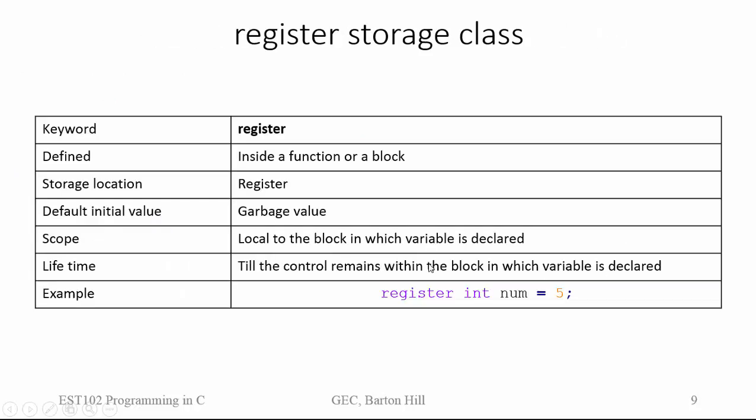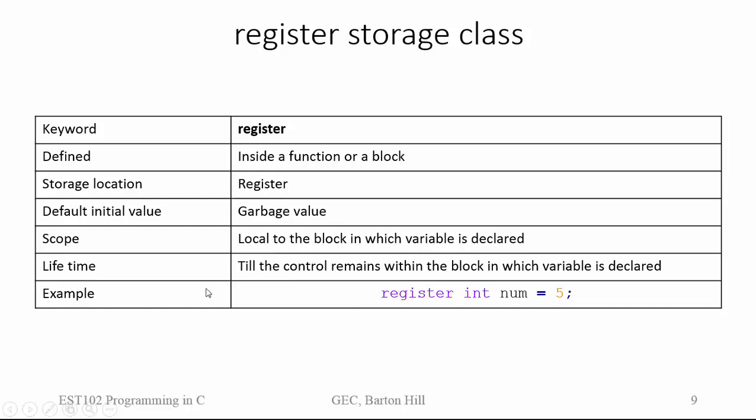Now the next storage class is the register storage class. The keyword used is register, and register storage class variables are defined inside a function or a block. Block means a pair of parentheses, and they are stored in registers. Unlike other storage classes where they are stored in our RAM, all the register storage class variables are stored in registers. The default initial value is garbage value. Then scope: they will have local scope, that is they will be local to the block in which the variable is defined. Then its lifetime is till the completion of that block of code.